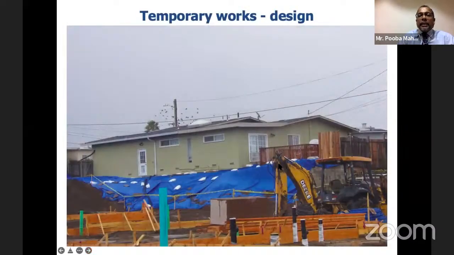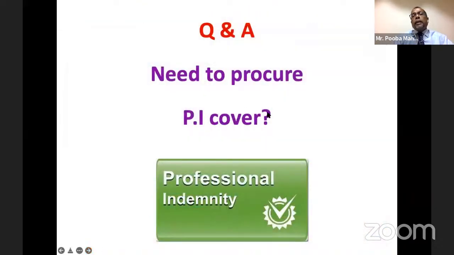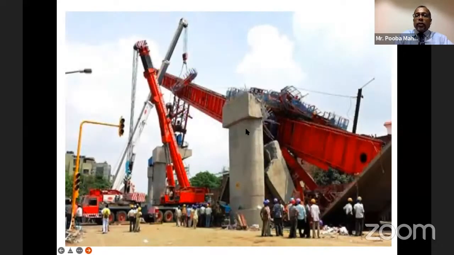So this is a temporary design. Temporary design is also a responsibility of the consultant if they put up the design. So that is also covered under this PI policy. So the point is, you need to consider a PI policy. You need to procure a PI policy to cover your business operations. That's the point.